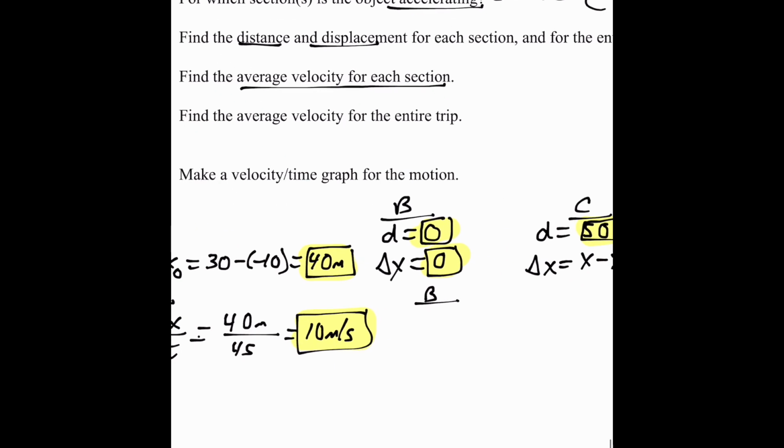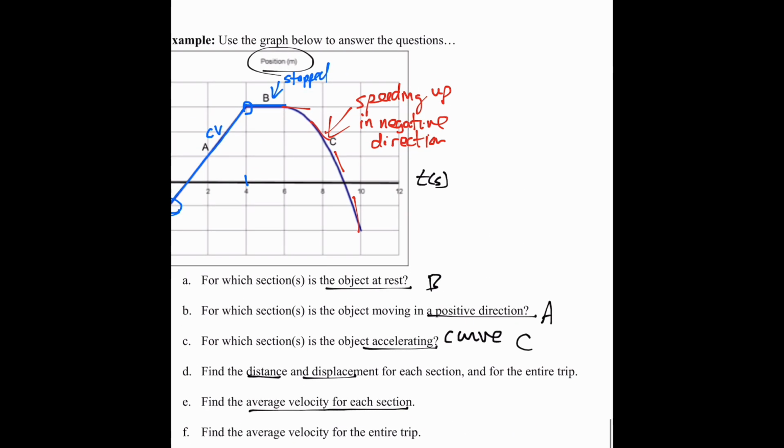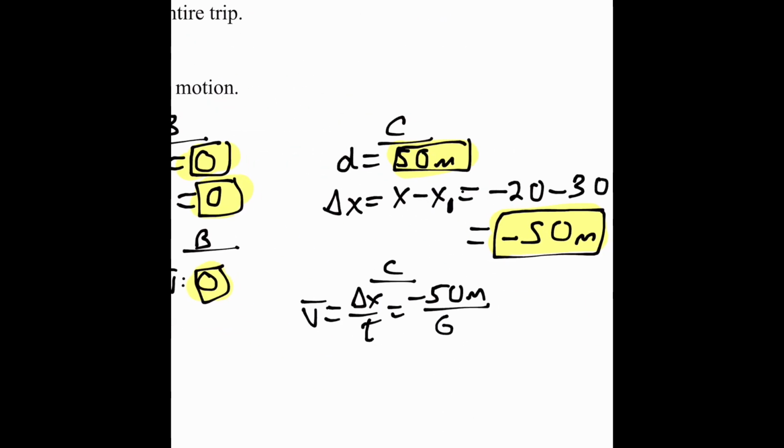Okay, for segment B, our average velocity is 0, because you remember, you're not moving. If your displacement is 0, your average velocity is going to be 0. And then for part C, we're going to go displacement over time. Our displacement is -50 meters, and it took, let's see, from 4 to 10 seconds is 6 seconds, so that's a 6-second time interval. Please take a second to put that in your calculator.